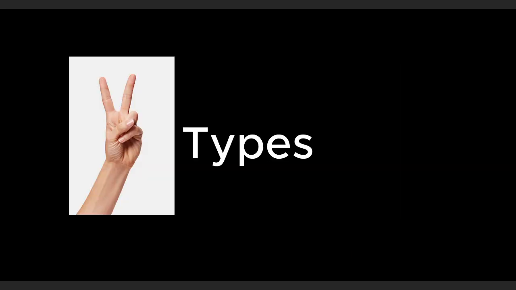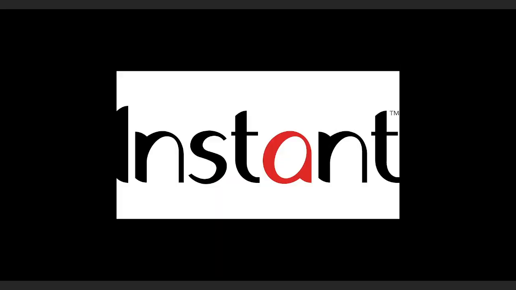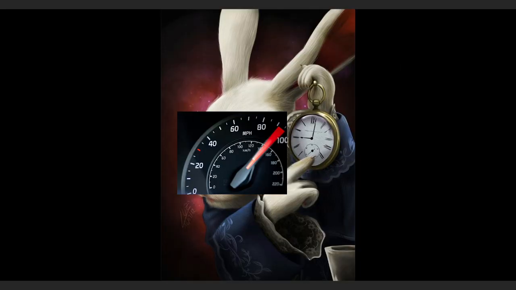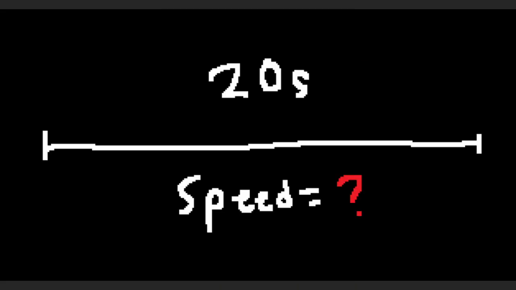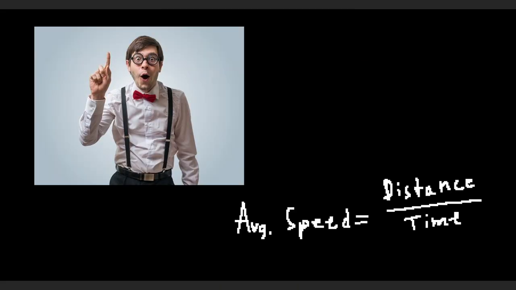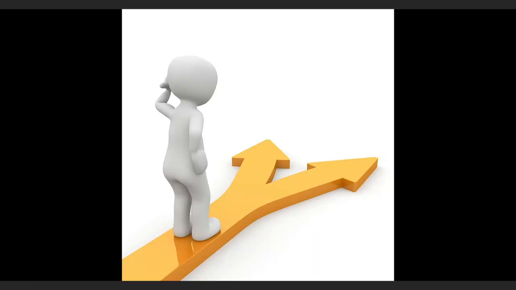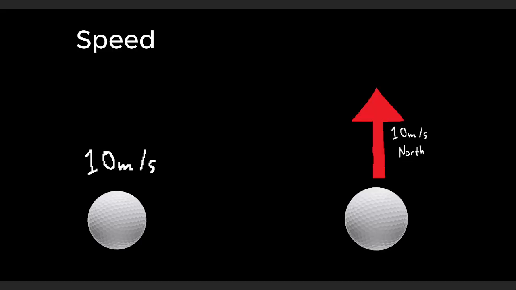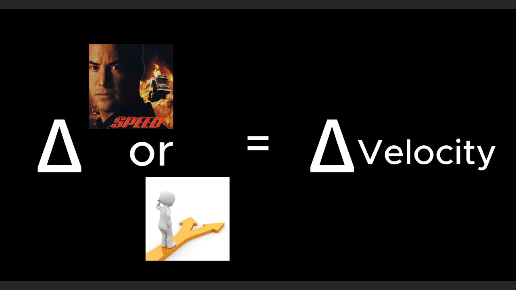There are two types of speed: instantaneous speed, which is the speed at any given moment, and average speed, which is the total distance divided by the total time. Velocity is similar to speed, but it also includes direction. It's a vector quantity. So if a ball travels 10 meters per second, that's its speed. But if it travels 10 meters per second north, that's its velocity. Any change in speed or direction will cause a change in velocity.